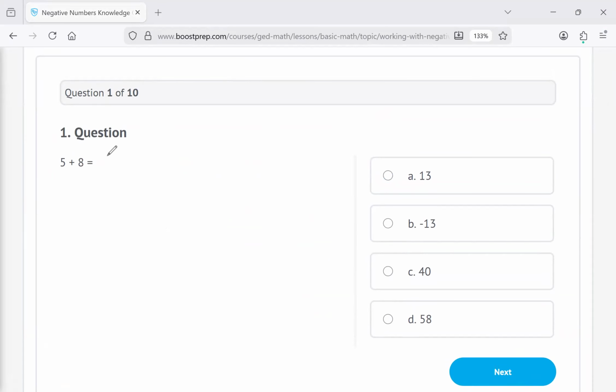So 5 plus 8, that's pretty simple. 5 plus 8 or 8 plus 5 is 9, 10, 11, 12, 13. You don't need a calculator for that one, right? You could just do that in your head. So yeah, 5 plus 8 is 13.